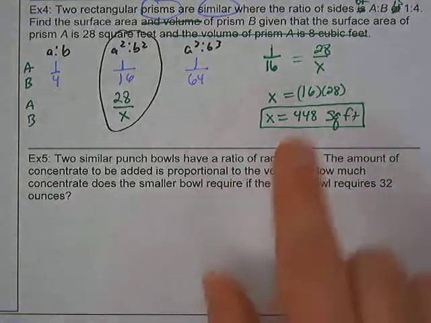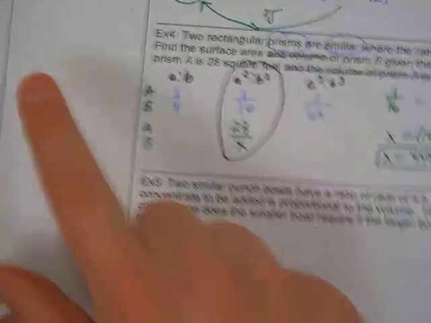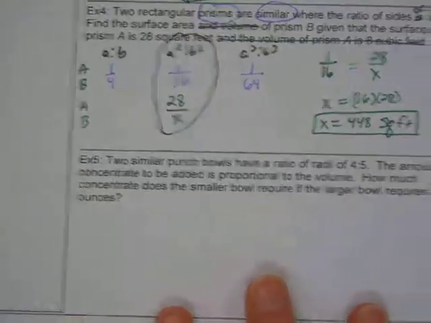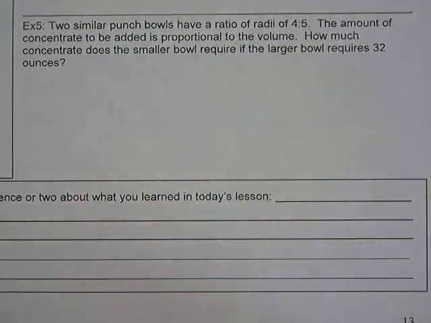And when it comes to similarity, you often use proportions to solve. So 1 over 16 is going to equal the ratio of 28 to x. We cross-multiplied and solved for our unknown. If you have any questions, good time to write down a question. Just pause the video if you need to. All right, let's take a look at the last example.